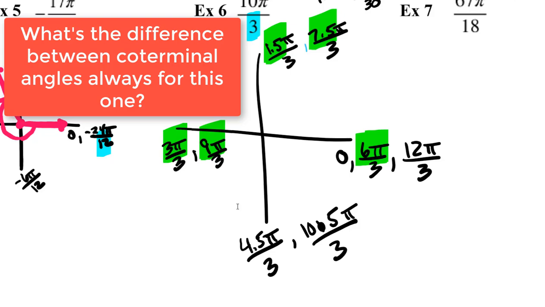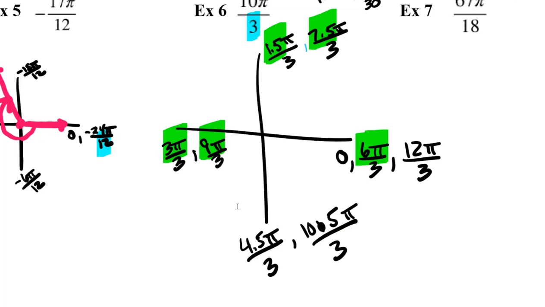All right, same thing down here on the bottom, 4.5 and 10.5. The difference there is also 6. So a lot of patterns happen in here as you kind of go around and take a look at that. Now, we had to get to 10 pi over 3.